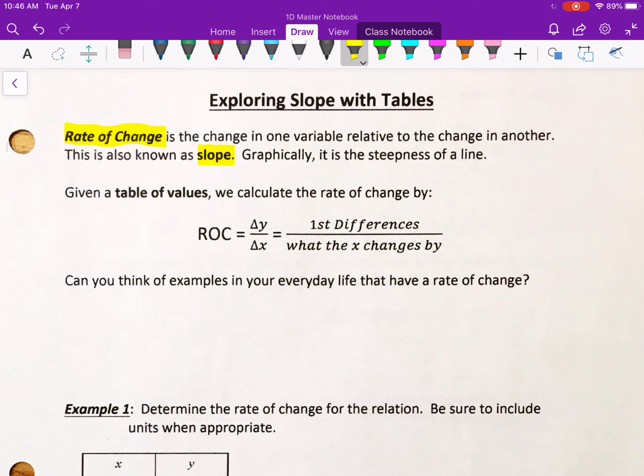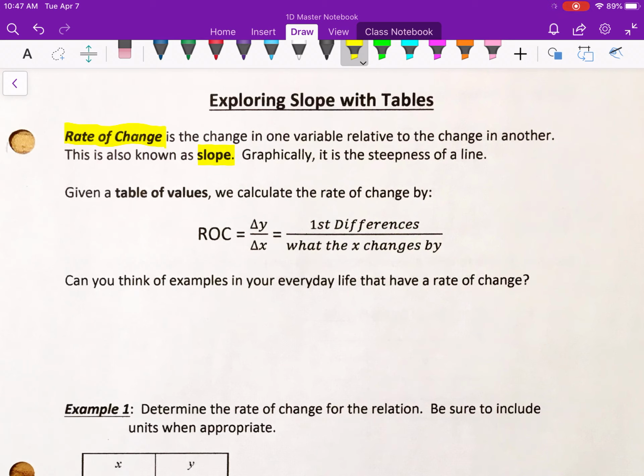You know, it can change faster or it could change not as fast. In particular, in the window washing example, if Blake was to charge more per window he washed, then that would have a greater rate of change. In other words, the cost would go up faster than if he charged less per window he washed. All right? So that's what rate of change is.